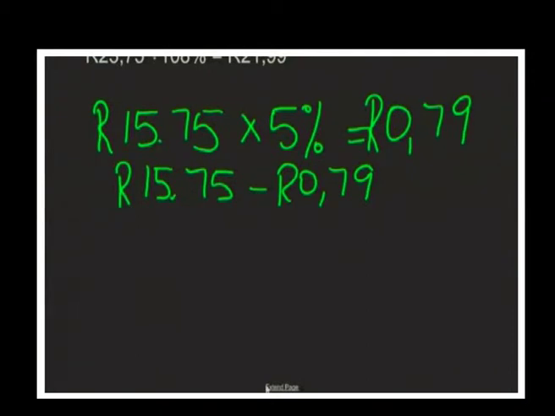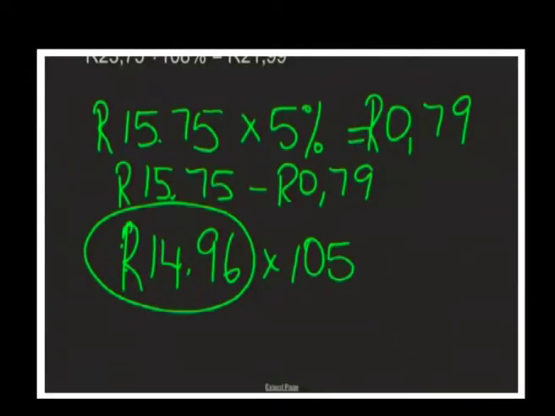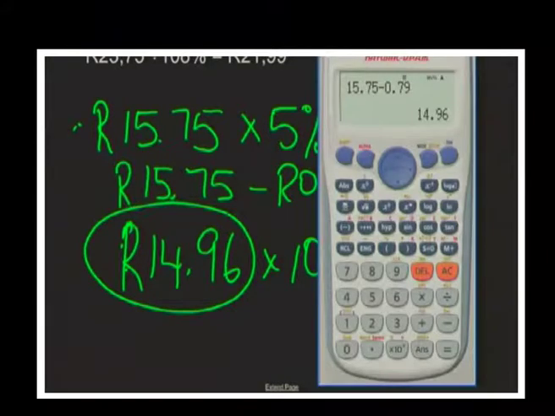That was 14 Rand 96. Now this is why I'm telling you that this is wrong. 14 Rand 96, what I should be able to do is take that and add my 105% and get my original answer. So let's check that out and see if that works.